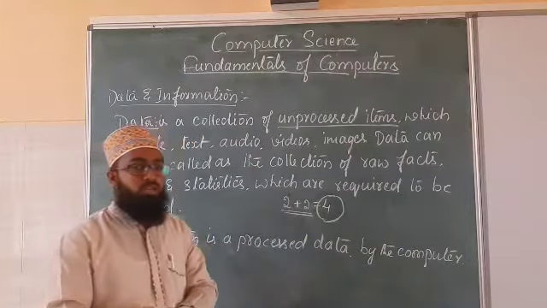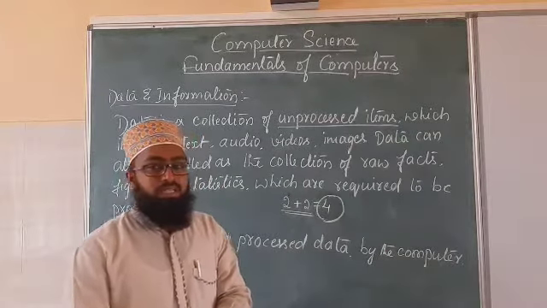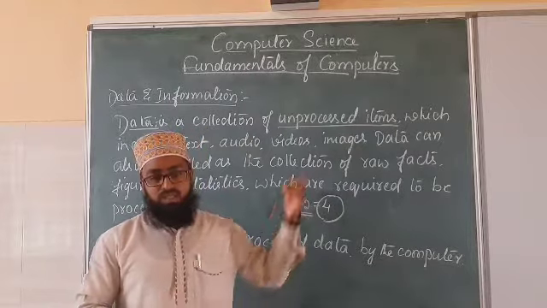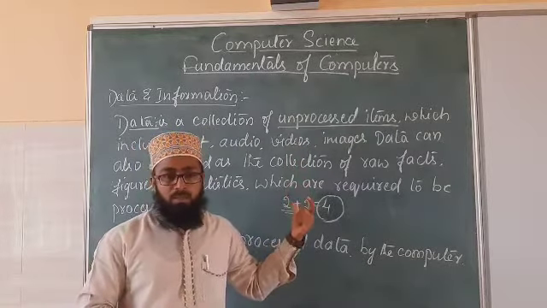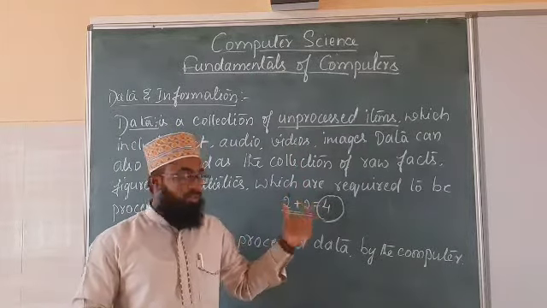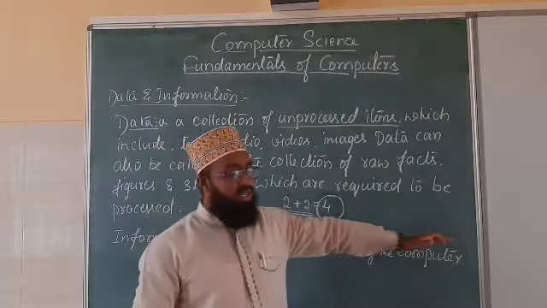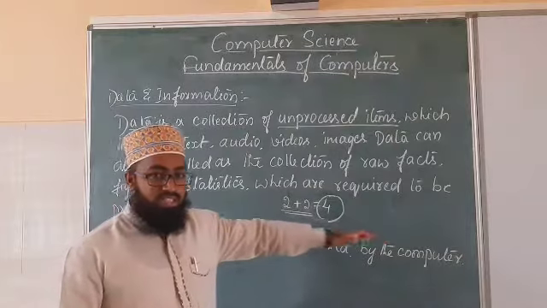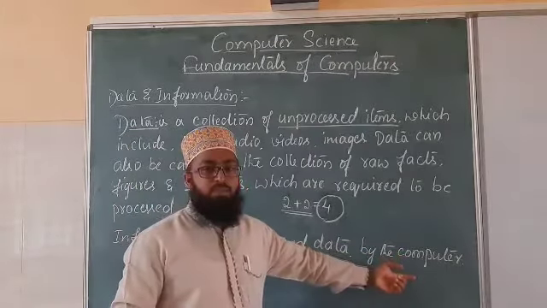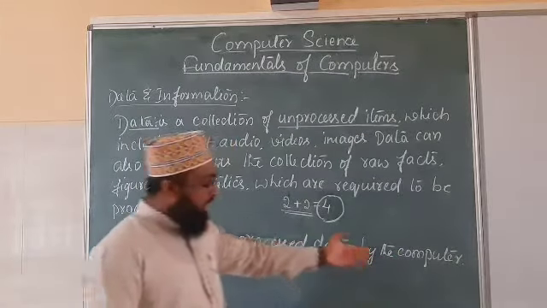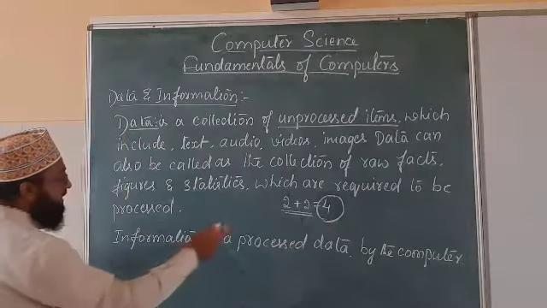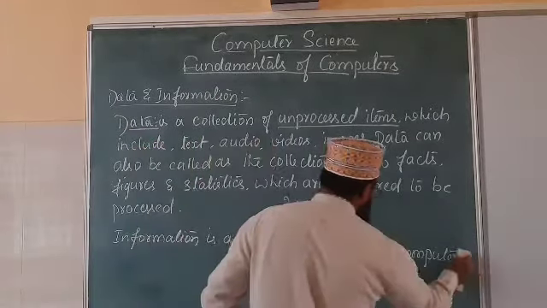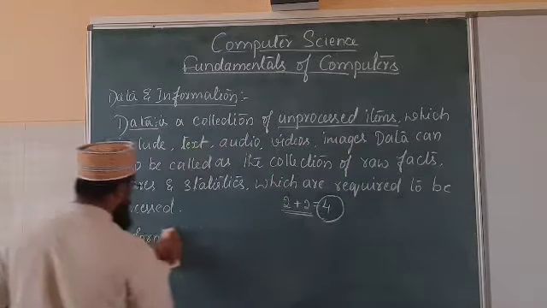Now we shall move to one more thing, that is hardware and software. This is only the short explanation regarding data and information. In one more line we can extend the explanation of information. Information is data processed by the computer. This can also be written as data in a meaningful way.